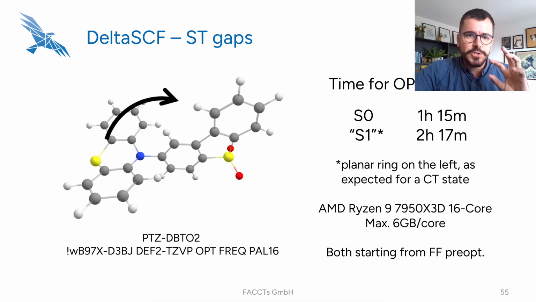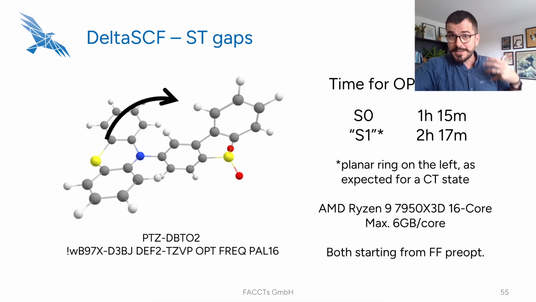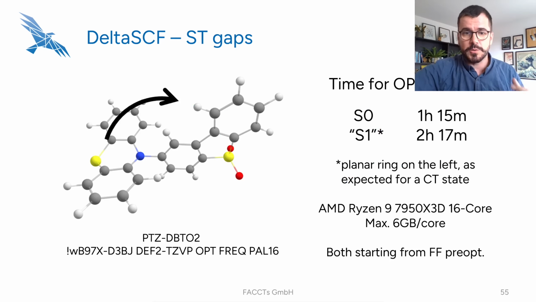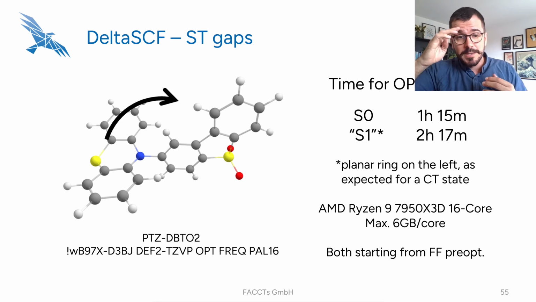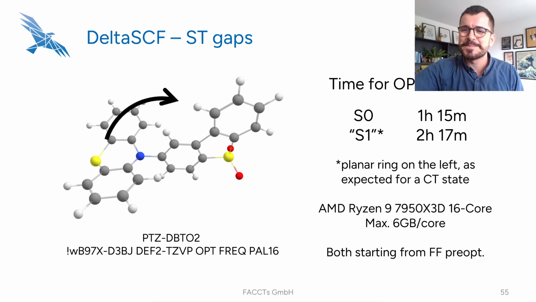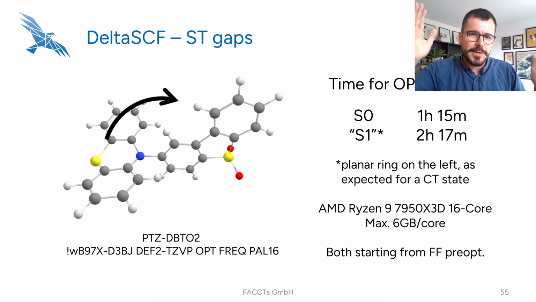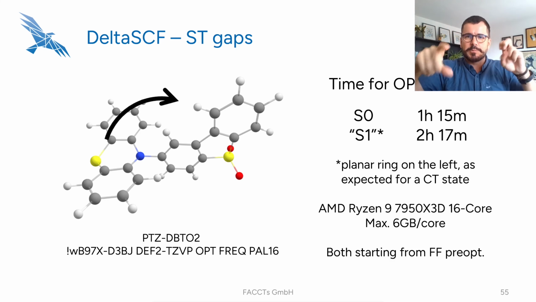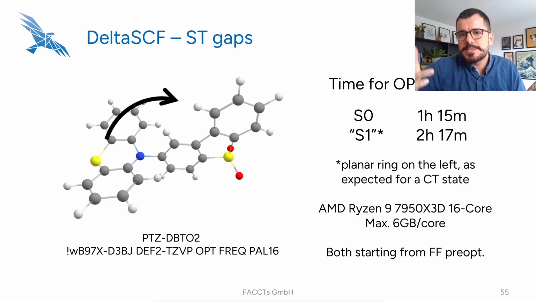Here I'm just showing that we also implemented the gradient, the Hessian, properties, everything. So if you take this molecule here, which is a very popular molecule for TADF emitters for OLEDs, PTZ-DBTO2, I just optimize and calculate the frequencies of the excited state, which I call the S1 here. And as you can see, it just takes twice the amount because it's UHF.